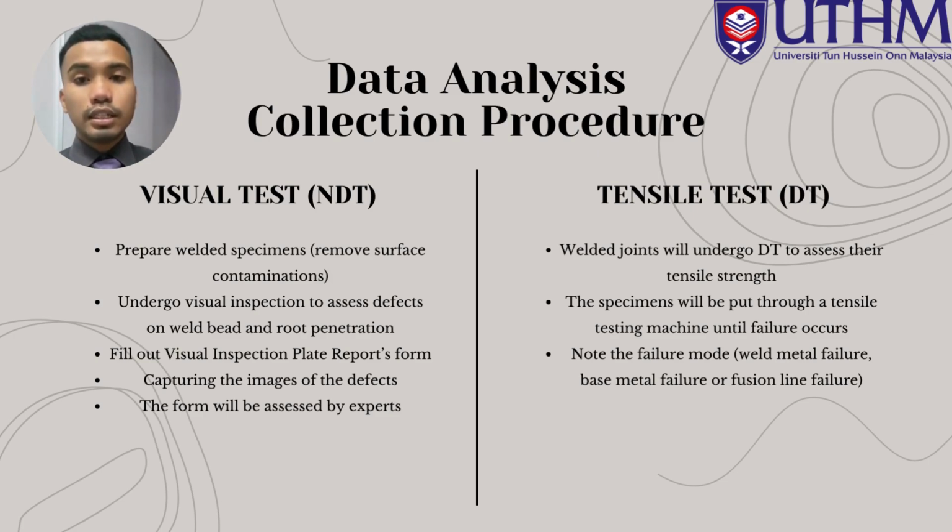For the destructive testing, the tensile test, the welded joints will undergo destructive testing to assess their tensile strength. The specimens will be put through a tensile testing machine until failure occurs. And then the third one, the last one, I will note the failure mode such as weld metal failure, base metal failure, or fusion line failure.